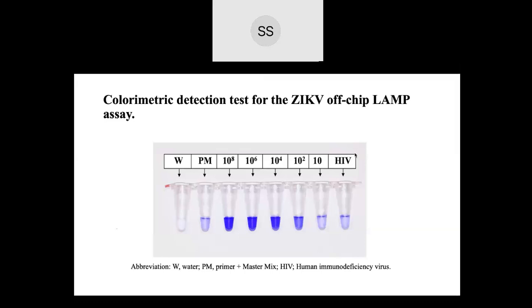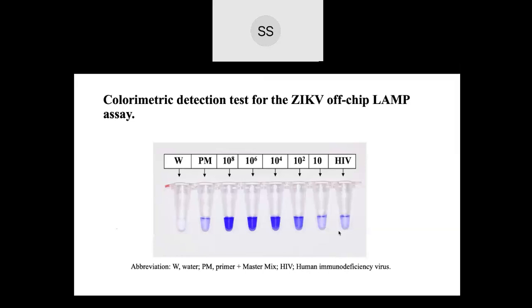Further, in order to make the test user-friendly, we tested a naked eye dye, which is leuco crystal violet dye. In the presence of double-stranded DNA, the leuco crystal violet dye changes its color from colorless to dark violet, as you can see here. Four to five microliters of dye is inserted in each reaction, and then the reaction was subjected to an isothermal temperature in the PCR.